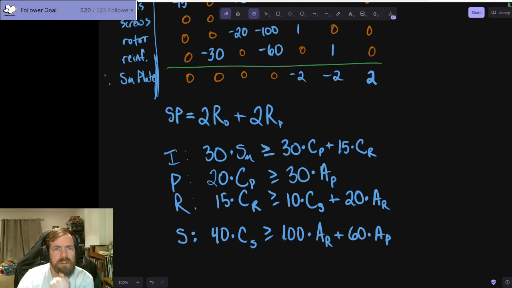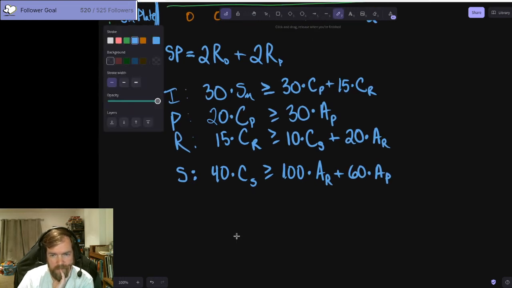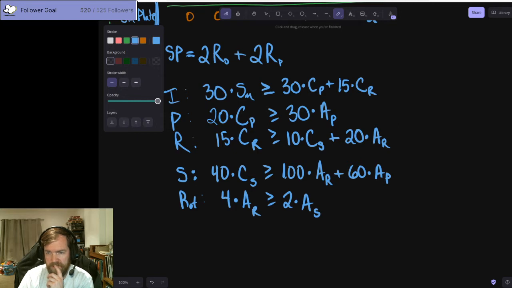Rotors will produce 4 a minute. So 4 times the number of assemblers devoted to rotors must be greater than or equal to two times the number of smart plates we get. Assembler, smart.